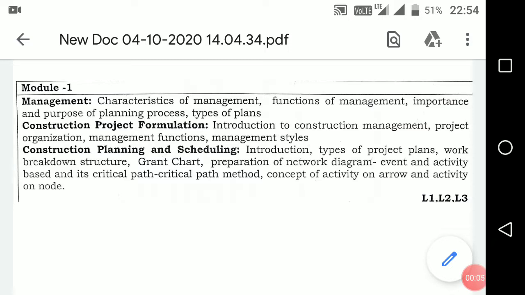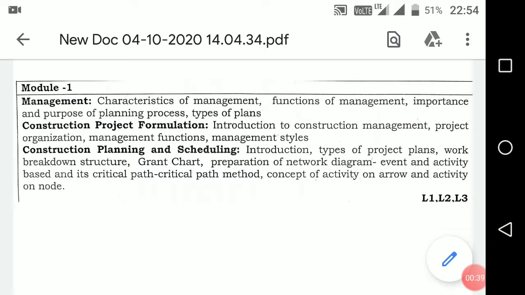Today I am going to discuss with you the topic construction management and entrepreneurship, that is 17CV61. In the last offline classes we have discussed so many things in the first module. In that, the complete process of management we have discussed, and we have also discussed the construction project formulation, and construction planning and scheduling up to work breakdown structure.